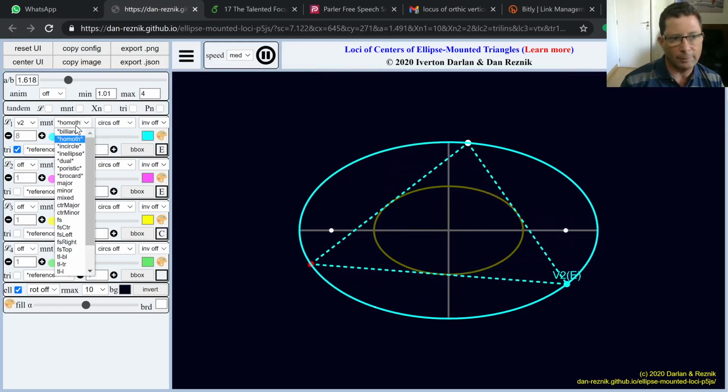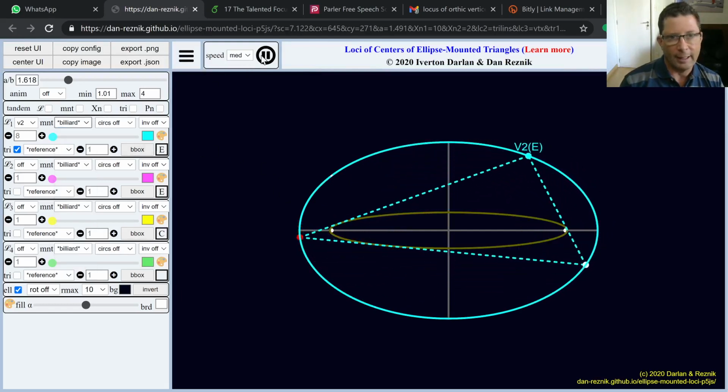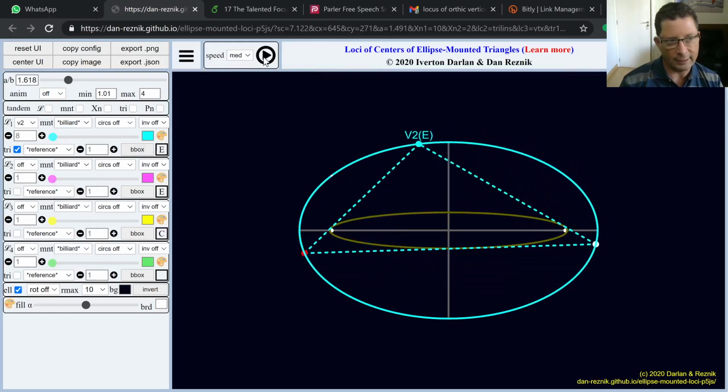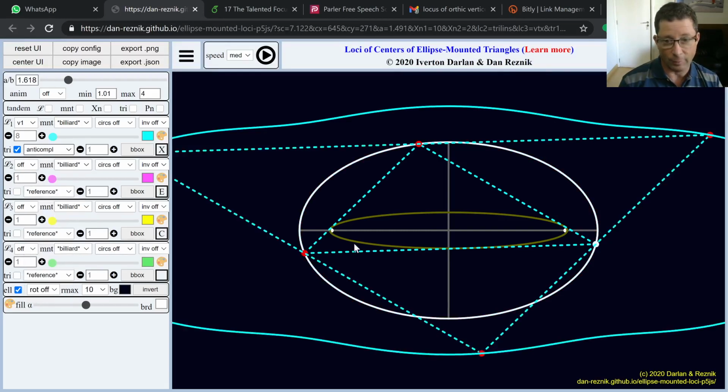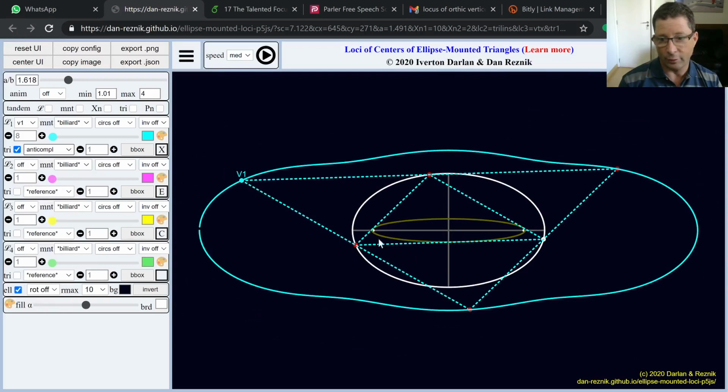Now let's go back to the billiard over here. Okay, I'm going to stop this motion here for a second, and I'm going to say, okay, I don't want to visualize V2, or let's go back to V1, which is more default. There's V1. I don't want to visualize V1 of the ellipse-inscribed family because I know that locus is the ellipse. I want to visualize the locus, for example, of the anti-complementary triangle. So let's go ahead and click here. There's the anti-complementary triangle. It's shown here.